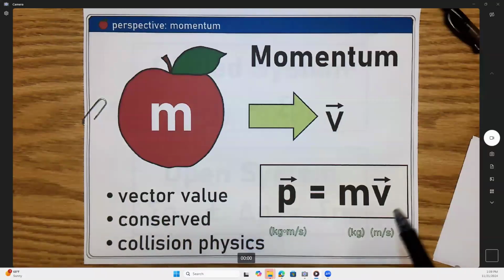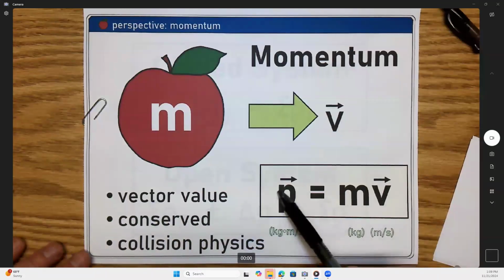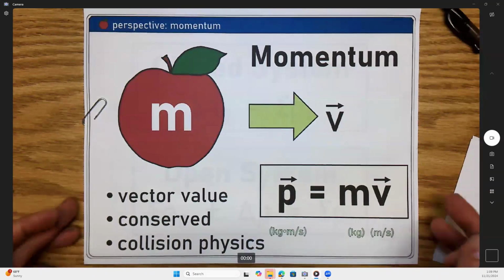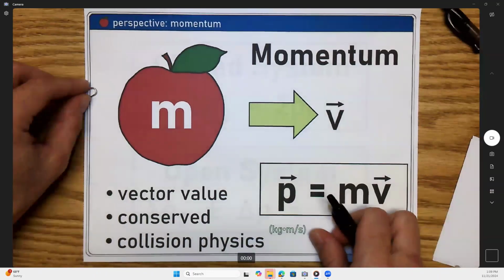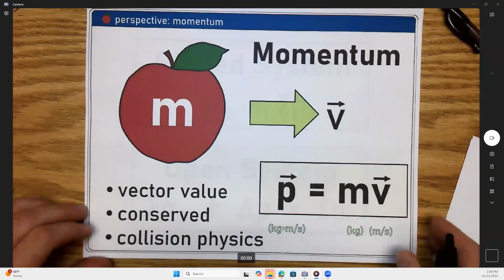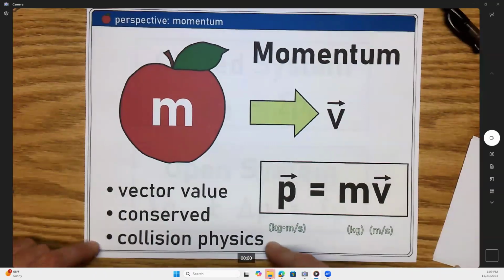Vector, right? A lot of times I leave off the arrows, but you could have them there. I'm really trying to emphasize that direction matters: if someone's going right or left, up or down, backward or forward. And I'm saying this is usually applied to collision physics.